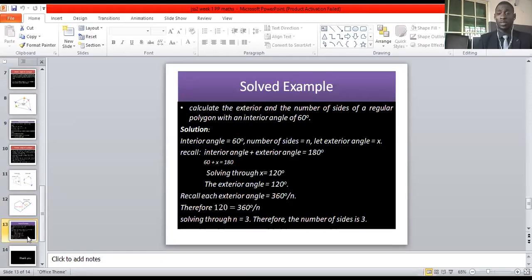Sum of exterior angle equals to what? 360 over n. But looking at the example, you have interior angle equals to 60. Number of sides equals to n. And let the exterior angle equal to X. So what is the relationship between the exterior and the interior angle?